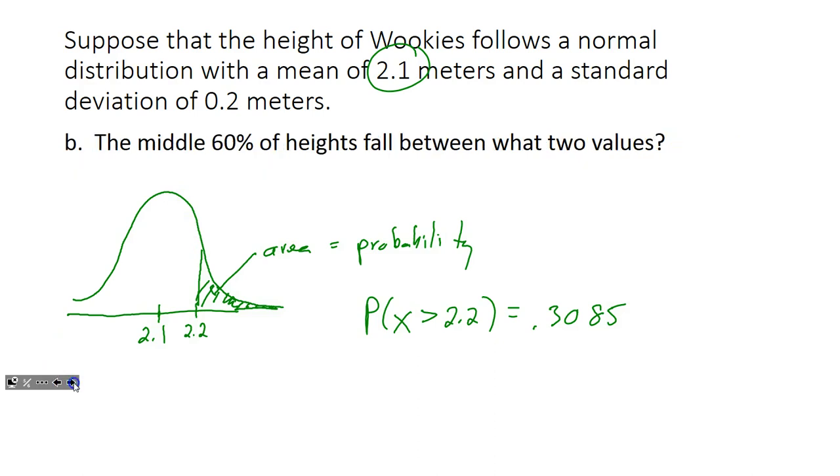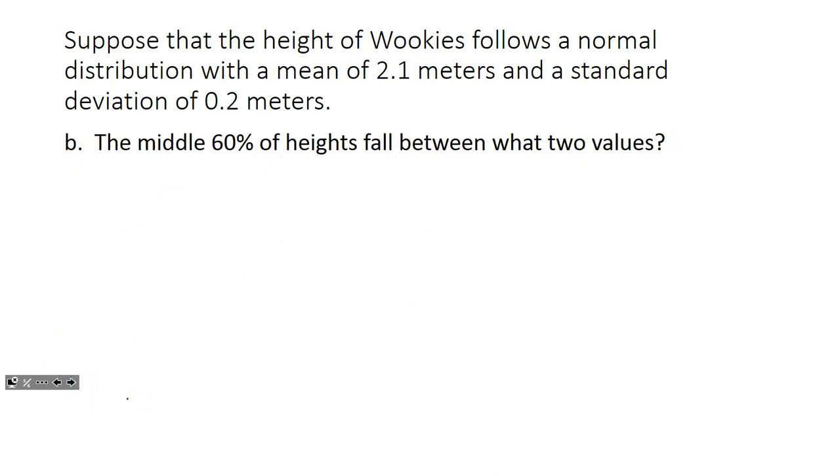Next question. Let's find the middle 60% of heights. The middle 60% of heights falls between what two values? So let's find those values. Let's draw our picture here. Bell-shaped curve with the mean here, the middle. It's the mean and it's also the median. It's a value right in the middle. Sorry, it's mean of 2.1.